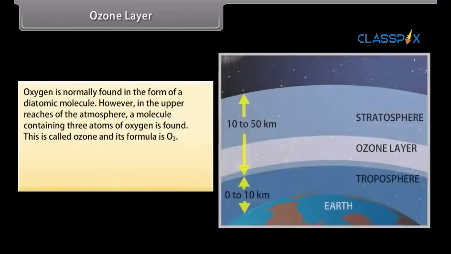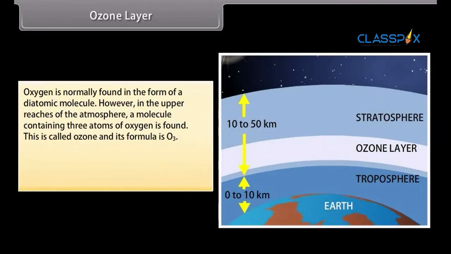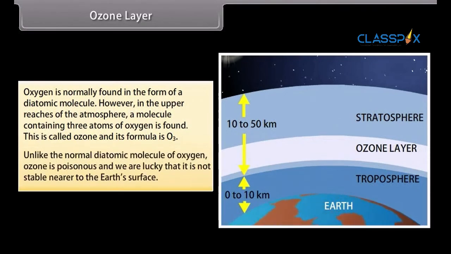Ozone layer. Oxygen is normally found in the form of a diatomic molecule. However, in the upper reaches of the atmosphere, a molecule containing 3 atoms of oxygen is found. This is called ozone and its formula is O3. Unlike the normal diatomic molecule of oxygen, ozone is poisonous, and we are lucky that it is not stable nearer to the Earth's surface.